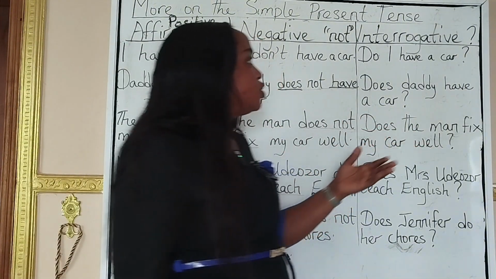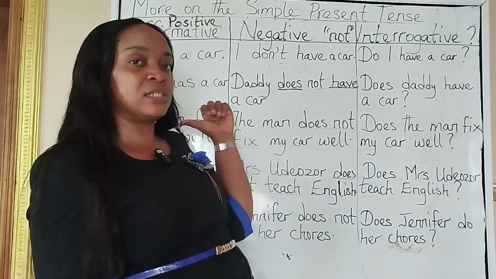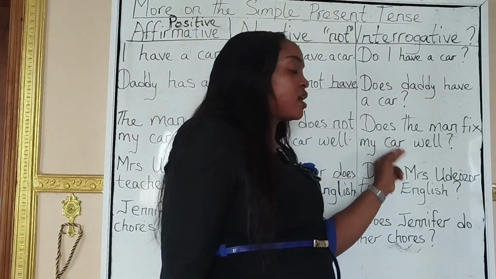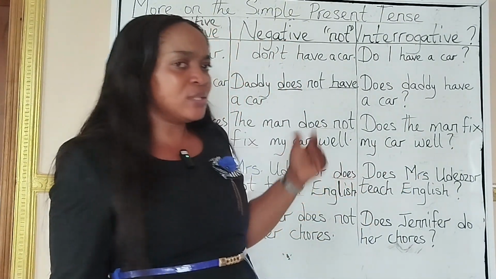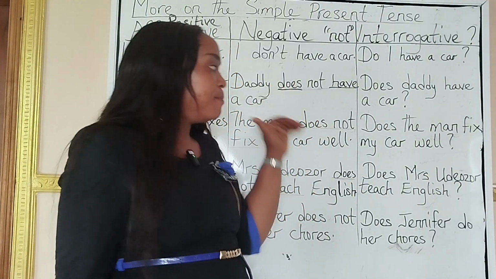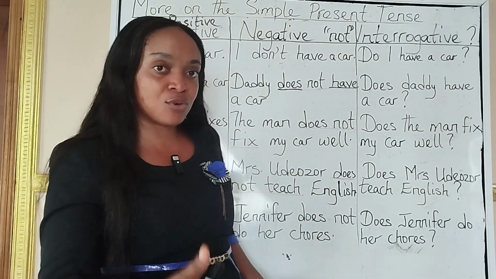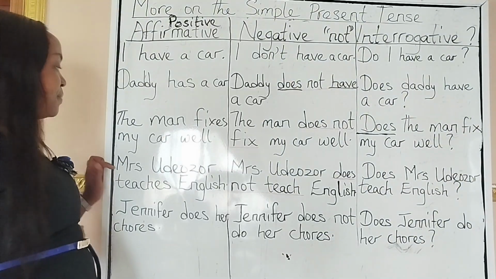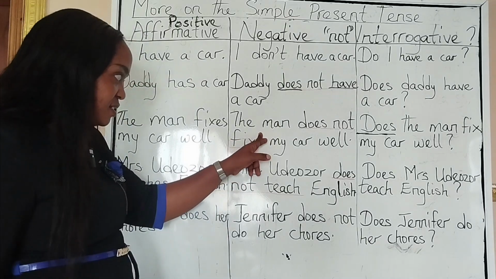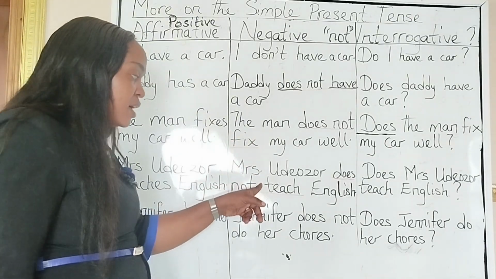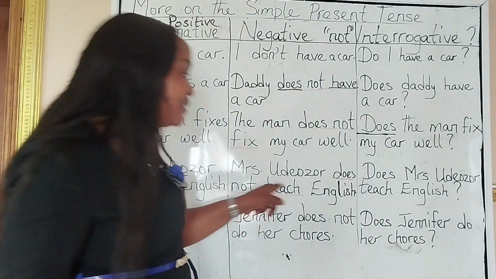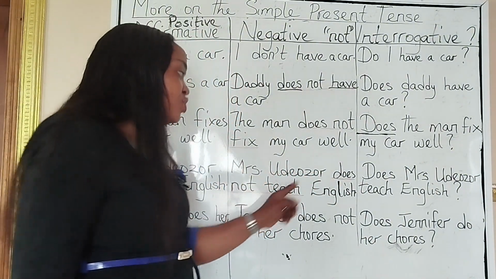And when we come to interrogative, we want to put the sentence as a question. What do we say? Does the man fix my car well? You don't say, does the man fixes my car well? No. Does the man fix my car well? And that is correct. We go to the next. Mrs. Udozo teaches English. Remember what happened here. The same thing will also happen here. Mrs. Udozo does not. You will no longer say teaches. You will just say teach English.